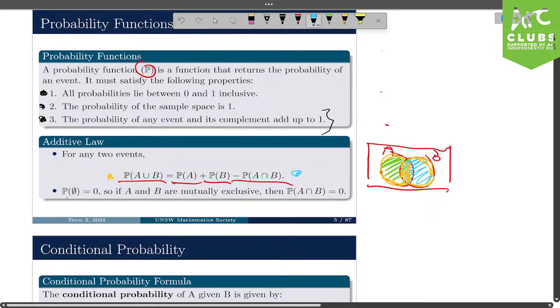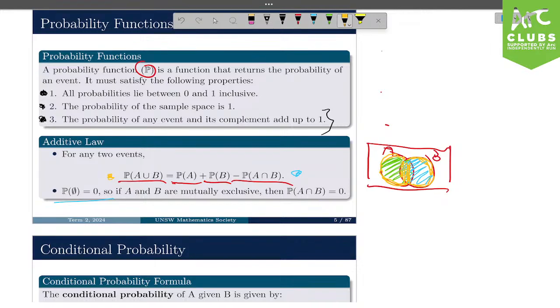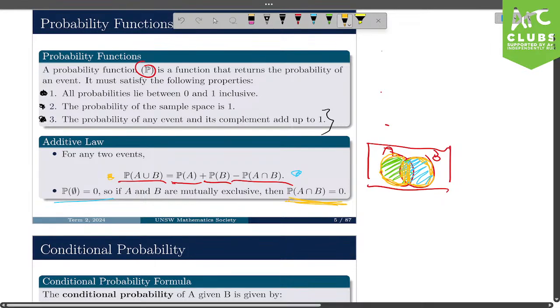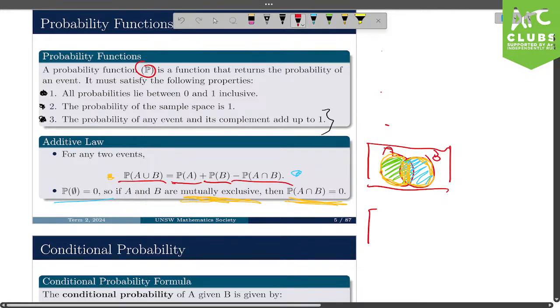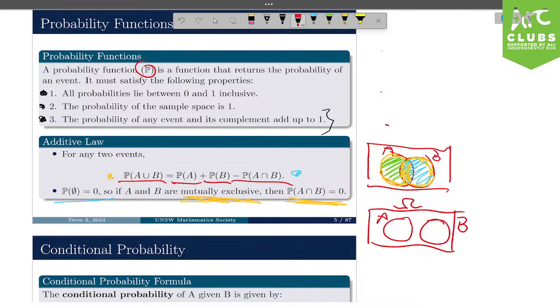Okay. Other thing, the probability of the empty set is 0. We introduce this so we can start talking about events that are mutually exclusive. This is the definition: if something is mutually exclusive, their intersection is empty. So maybe we draw a picture. We say A and B are mutually exclusive if they do not overlap. So A and B, and this is the whole sample space. These events would be mutually exclusive because there's no overlap.